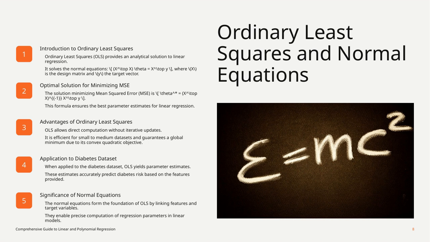The optimal solution for minimizing the mean squared error, or MSE, can be expressed with this formula. Theta star equals the inverse of X transpose X, multiplied by X transpose y. This formula gives us the best possible parameter estimates for our linear regression model. To recap, OLS provides an analytical, straightforward solution to linear regression problems by solving these normal equations, where X is our design matrix and y is the target vector.